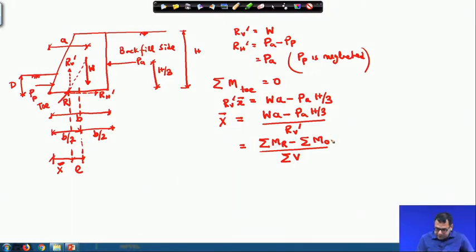Okay. So, this x bar, now this E I can write that E is equal to, because from here to here it is B by 2, B by 2 minus x bar. Now, this is very important: for any retaining wall design, your E should not be greater than B by 6. Why that? I will discuss when I discuss the different checks. So, E limiting value is B by 6.